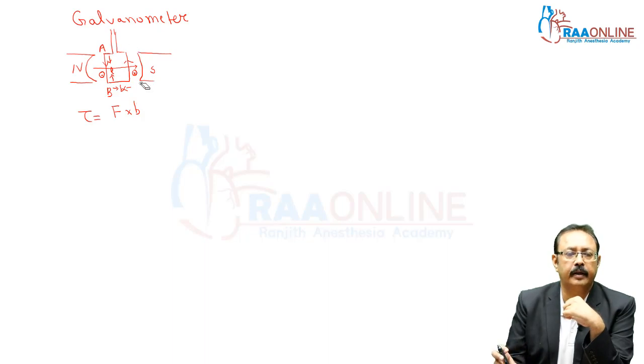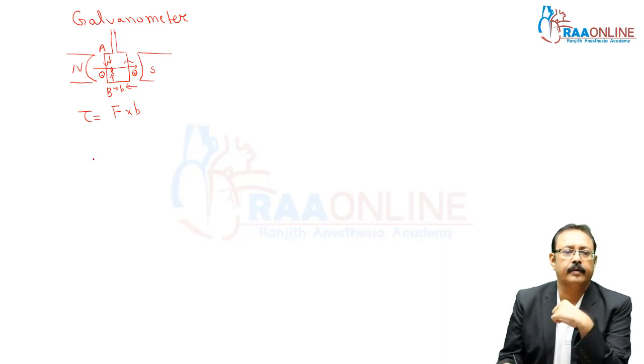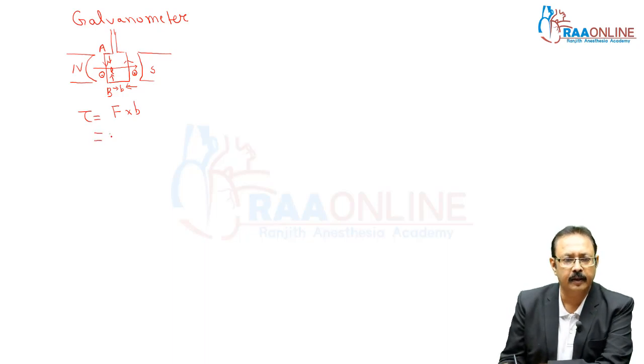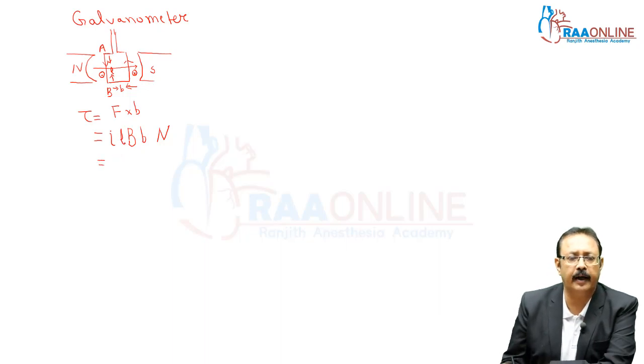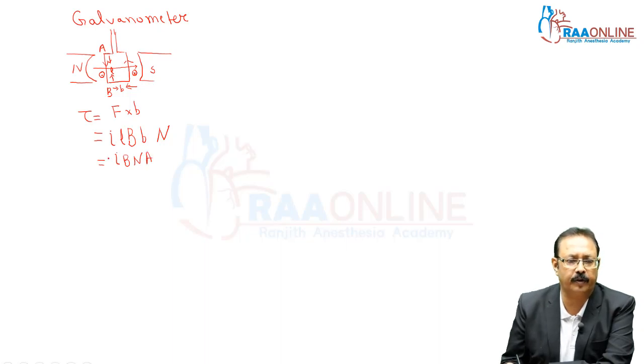It is B. What is F? F is I L B sin theta, where B is the magnetic field and theta is 90 degrees. If there are n turns, the force will become n times. So what we are getting: L into B is area, so the torque is N I B A.